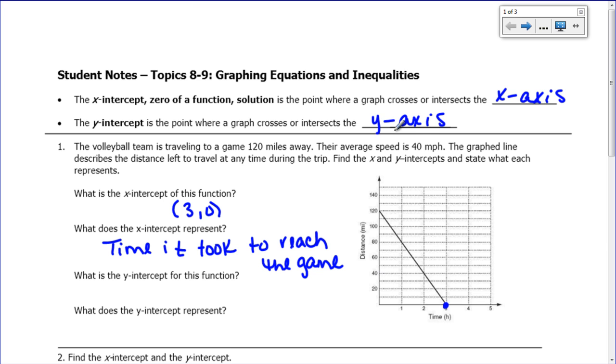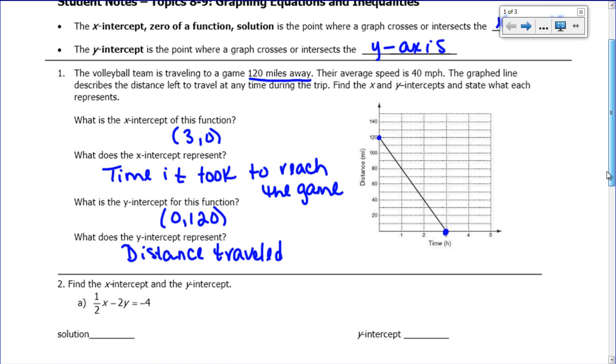Now the next one is, what's the y-intercept? Well, that's where it intersects the y-axis, which is this point up here at the 120. And so it's (0, 120) because the y value comes second in a point. And what does it represent? Again, this is a graph about a volleyball team traveling, and the y-axis is labeled as distance in miles. So this 120, and it even tells me in the words that the game was 120 miles away. So this is the distance they have to travel. That's how far they are away when they start their trip.